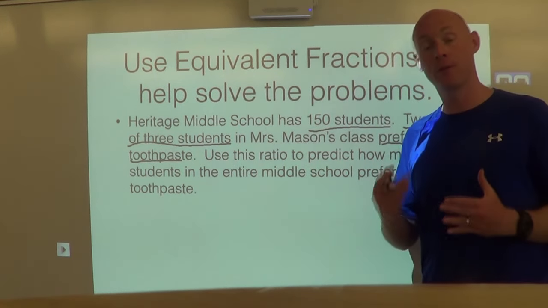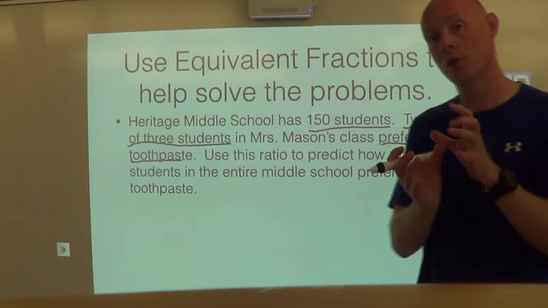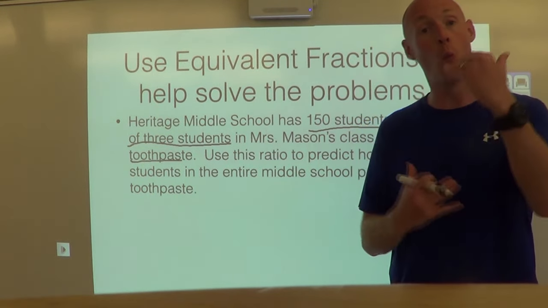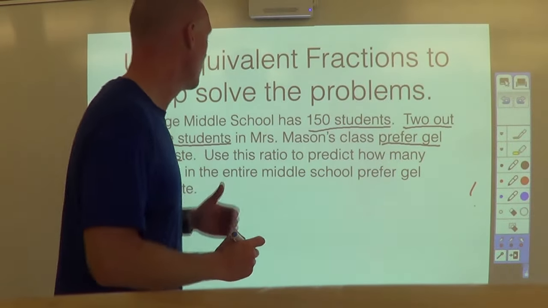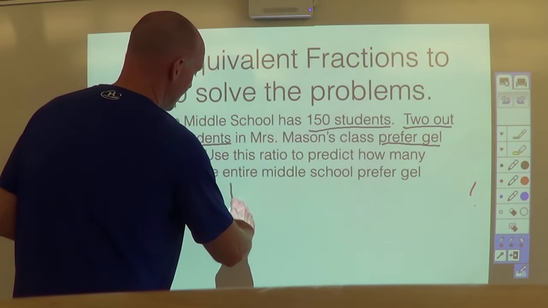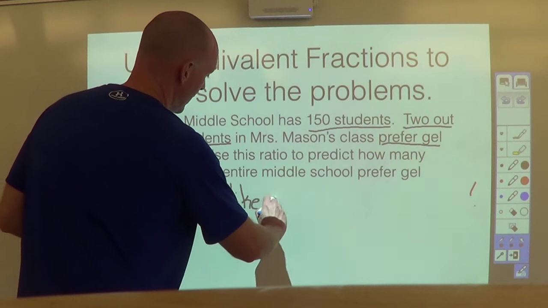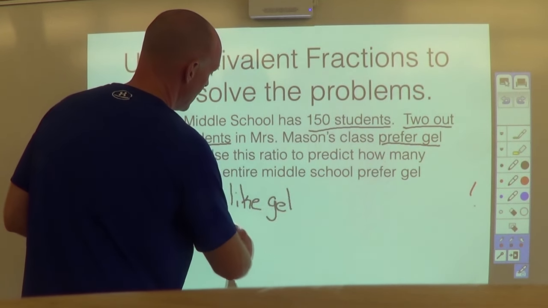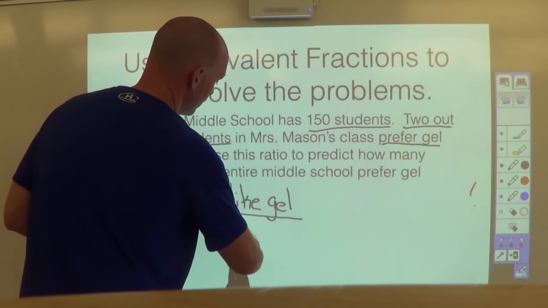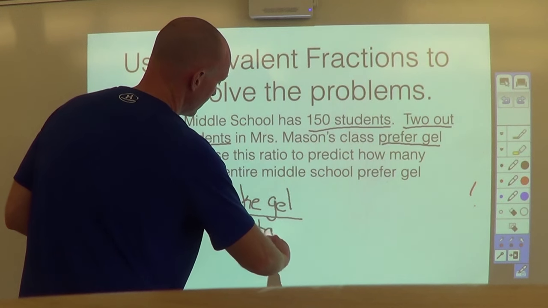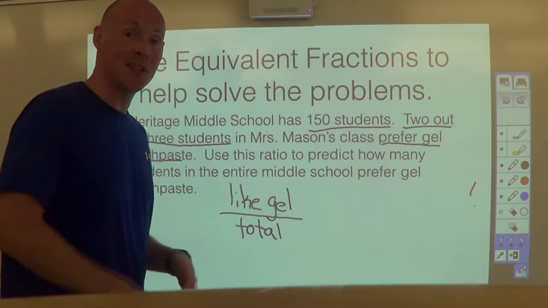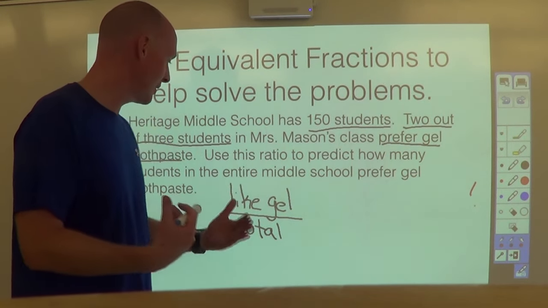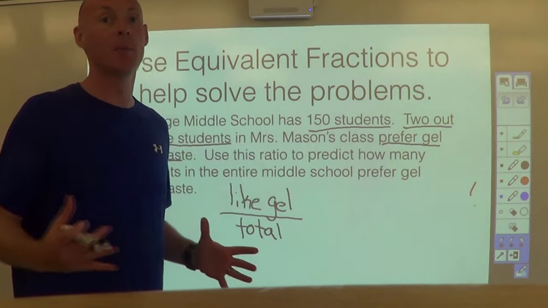All right, so first thing I want to do is start word over word. We have to figure out what two things are being compared. In this case, we're going to say gel over the total. So we have a certain segment of students that prefer gel toothpaste over the total number of students.